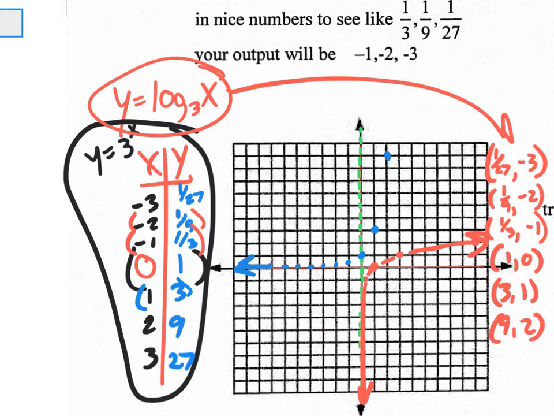Here's my asymptote. So what do you notice about the red graph compared to its inverse, the blue graph? It's a reflection. It's the same exact graph. It's a reflection over this line right here. And what is that line? That line right there is the y equals x line.